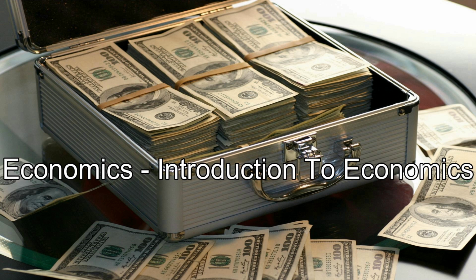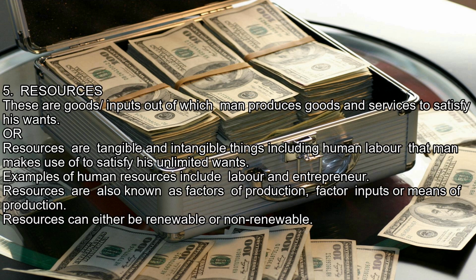5. Resources. These are goods/inputs out of which man produces goods and services to satisfy his wants. Or, resources are tangible and intangible things, including human labor, that man makes use of to satisfy his unlimited wants. Examples of human resources include labor and entrepreneur. Resources are also known as factors of production, factor inputs or means of production. Resources can either be renewable or non-renewable.